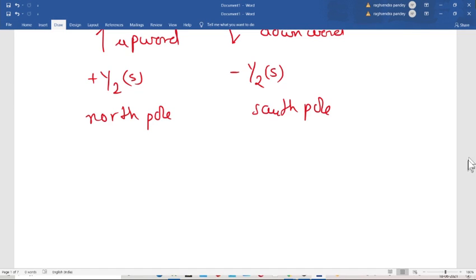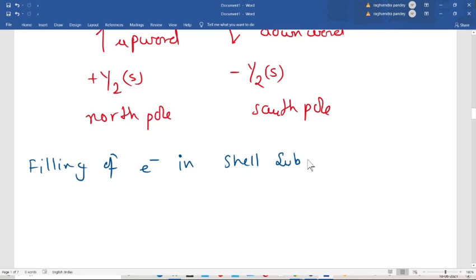That is important: filling of electrons in the shell, subshell and orbital. Now there is a lot of confusion between these terms. Different countries use different notations, but we will use the notation used in the USA, because European and American notations differ.